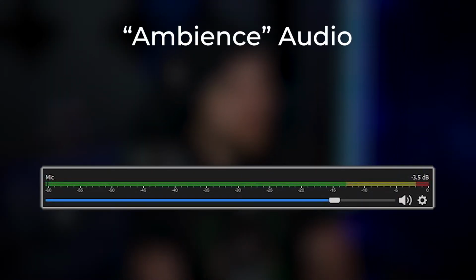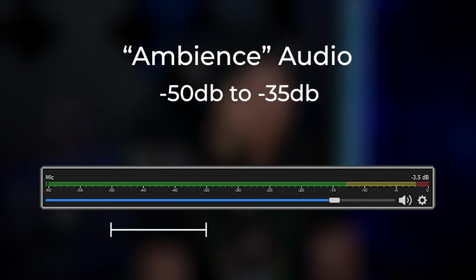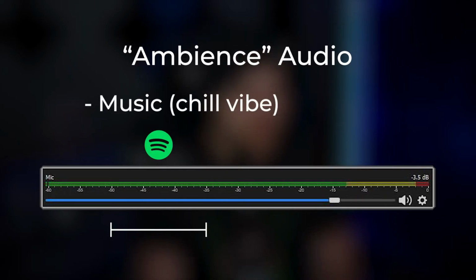Next up on the bar, we have the ambience range. This is between -50 to about -35 decibels. This is usually where people like to put their music while streaming because it gives that subtle vibe in the background while you're focused on making content. This is kind of like elevator music level, where it's just enough to kill the silence.